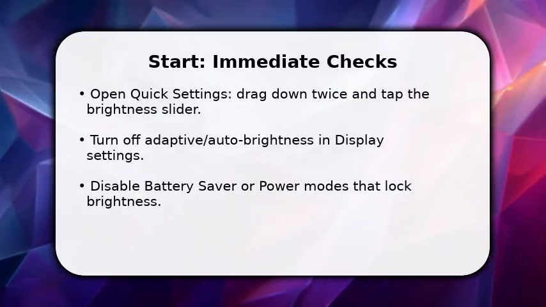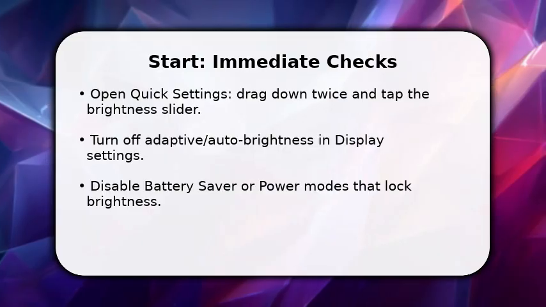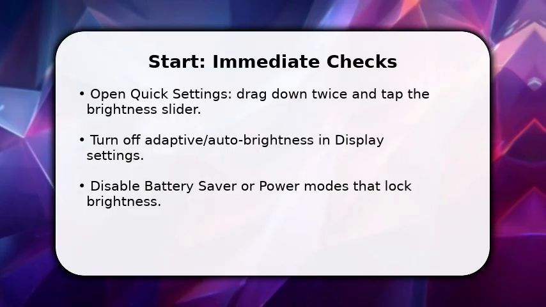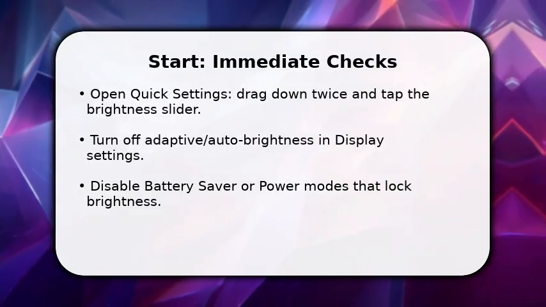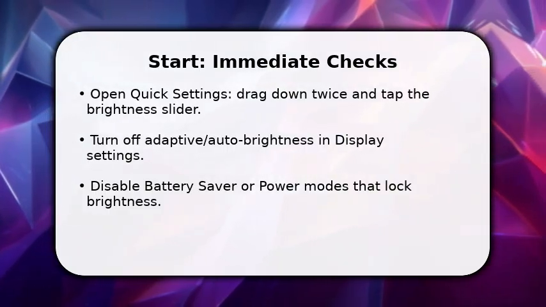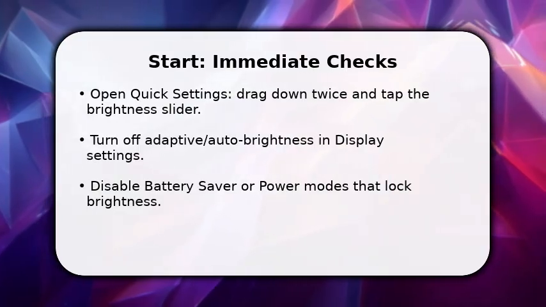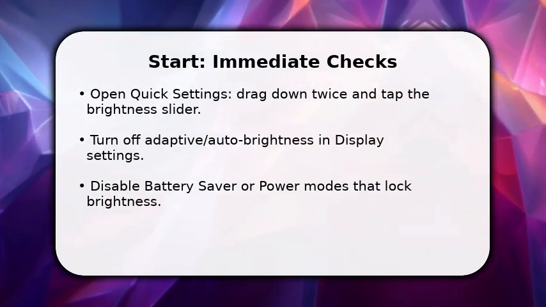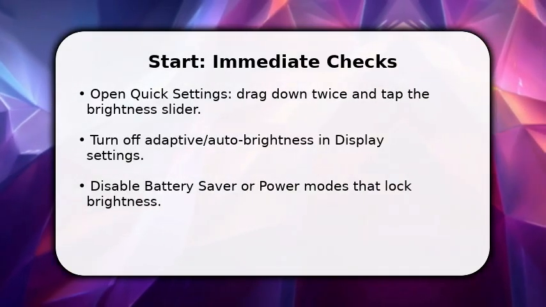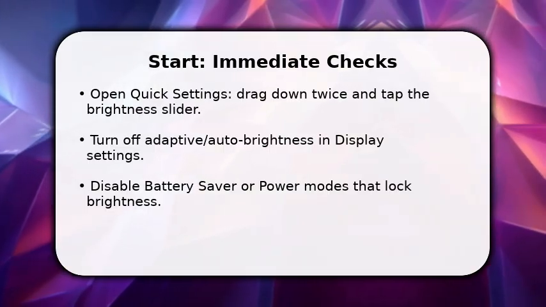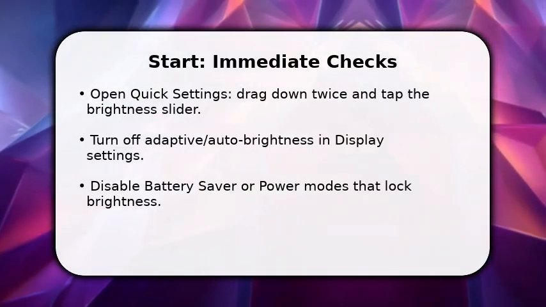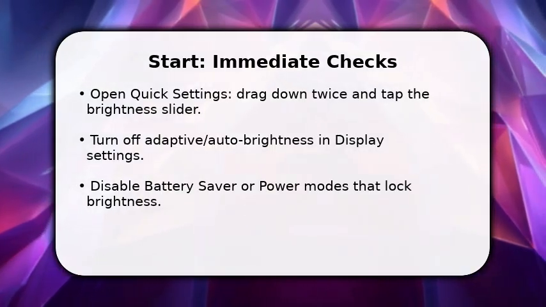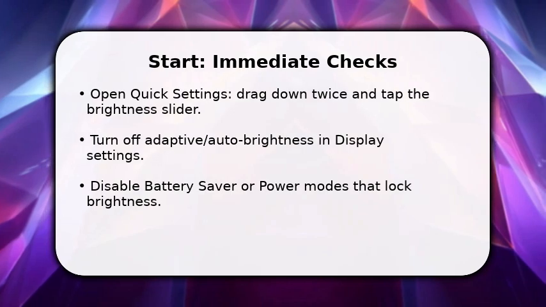You start by taking direct control. Pull down Quick Settings and adjust the brightness slider right now. Don't wait. Once done, go to Settings > Display and toggle off Adaptive or Auto Brightness so the phone stops adjusting itself. Make sure any battery saver or power mode is off because those modes force dimming to save power. Doing these three actions first removes software overrides and often fixes perceived brightness issues immediately, so you can see the real screen output before deeper steps.